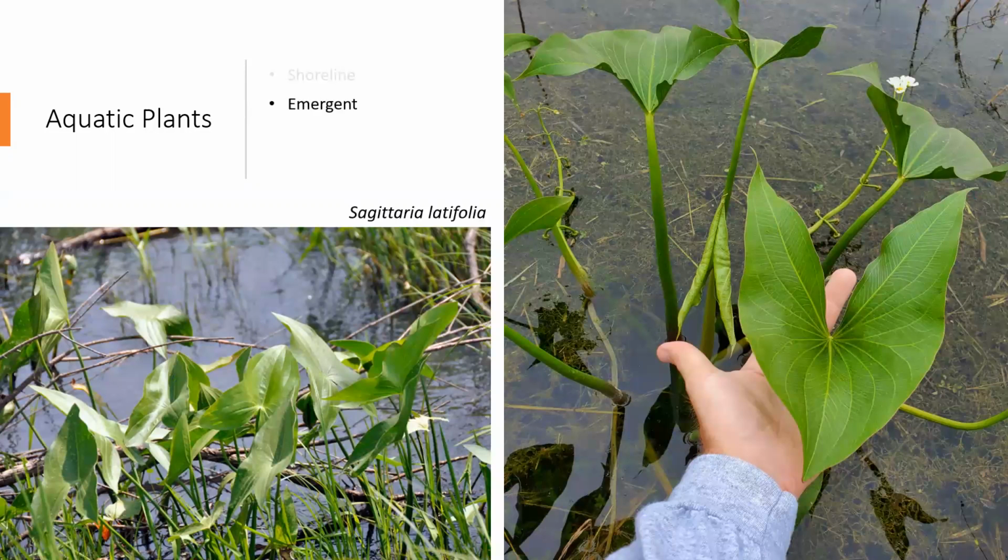The second category for aquatics is emergent plants. This is an example here from Kansas as well. It's an arrowhead plant. So the roots and some portion of the stems are underwater, but the leaves and the flowers stay above the surface. The picture on the right I took at the KU field station at one of our research ponds.